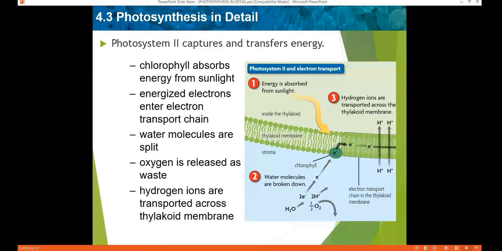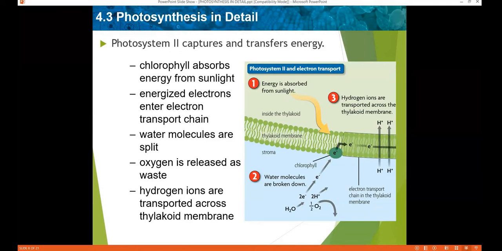Now also remember, this is photosystem 2. We just discussed that it need not be in the same order, like photosystem 1 and then photosystem 2. So in this, it starts with photosystem 2. The process which is going on over here now is photosystem 2.